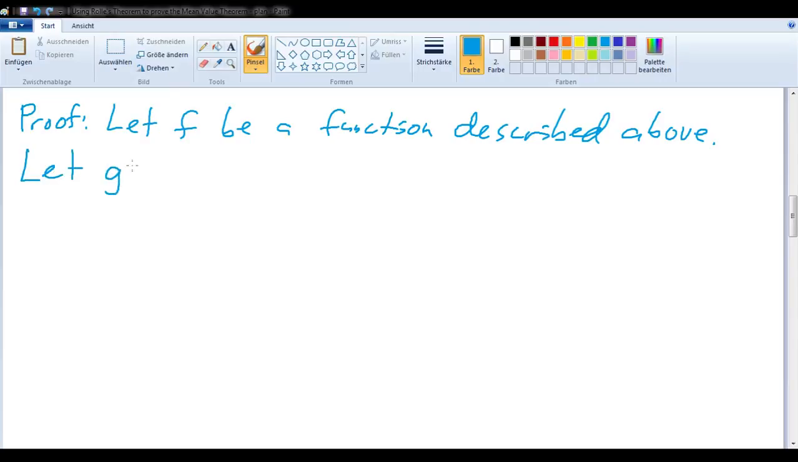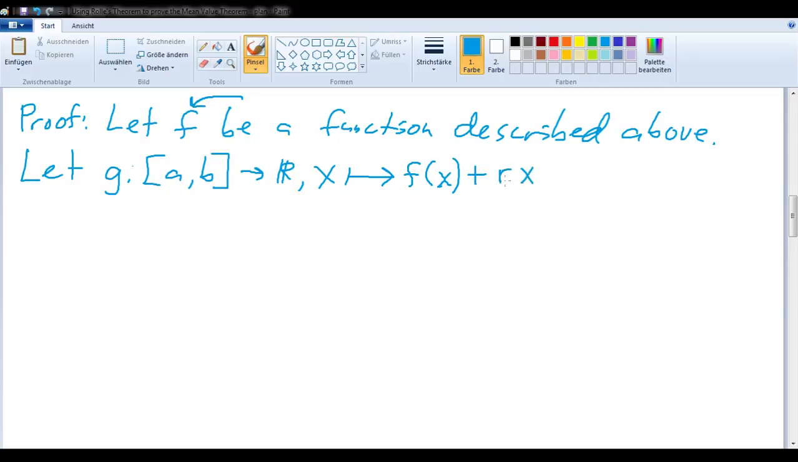Let g be the function that is defined from a to b to the reals that sends x to f of x, so just like our function f, but then it adds a certain amount of x to that, which we'll just call a constant r. And we're hoping that by adding a little bit of x in the right way, that we might be able to somehow achieve g of a being equal to g of b.